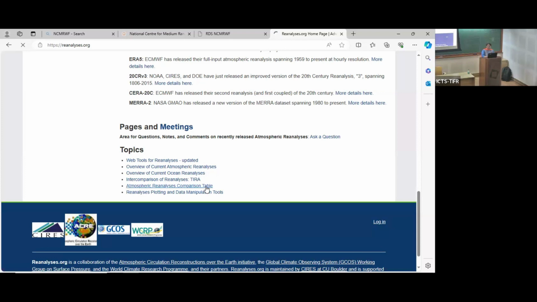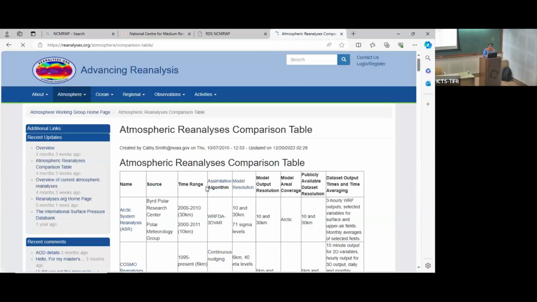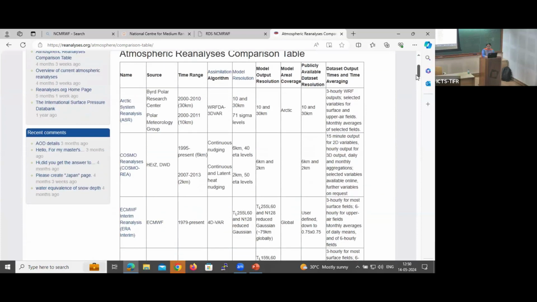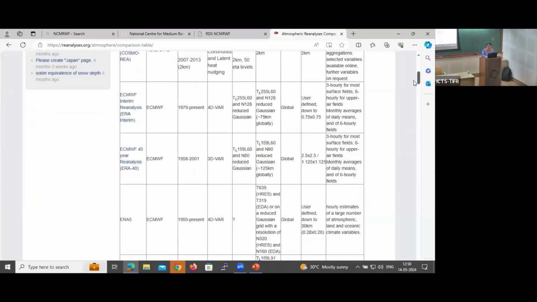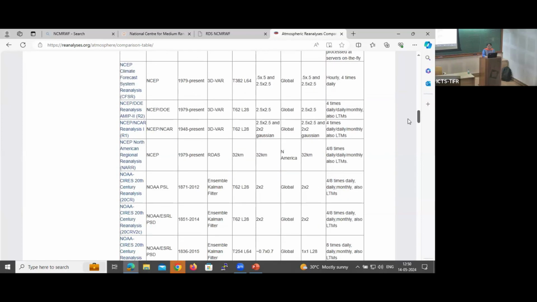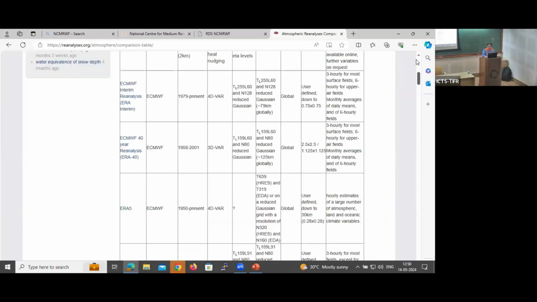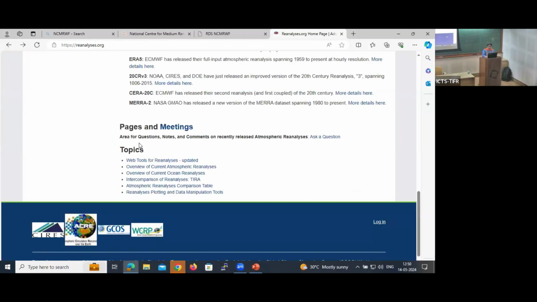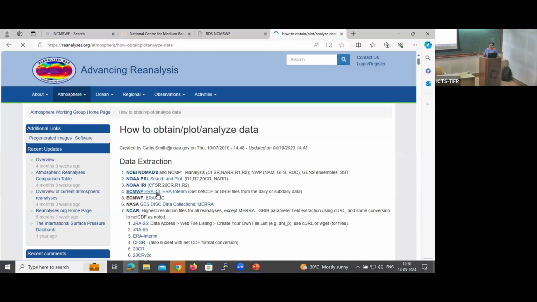Then there is an atmospheric reanalysis comparison table. If somebody wants to know what different types of reanalysis are available, those details are in this table. So we have the ECMWF reanalyses, the Japanese reanalysis, the NCEP reanalysis, and everything is written in this one. You can also use some plotting tools. I think you need to register for that, and then you can use two types of reanalysis, plot them and see how they differ.